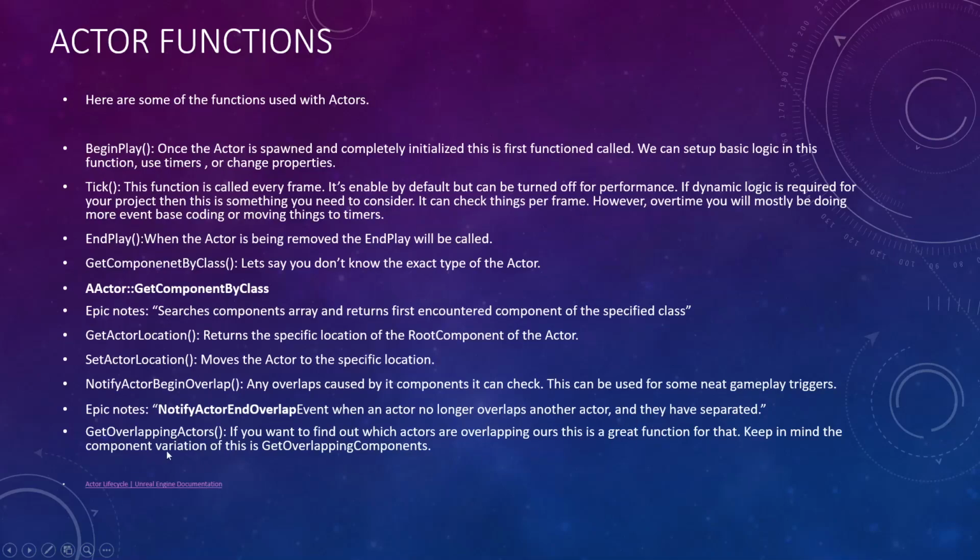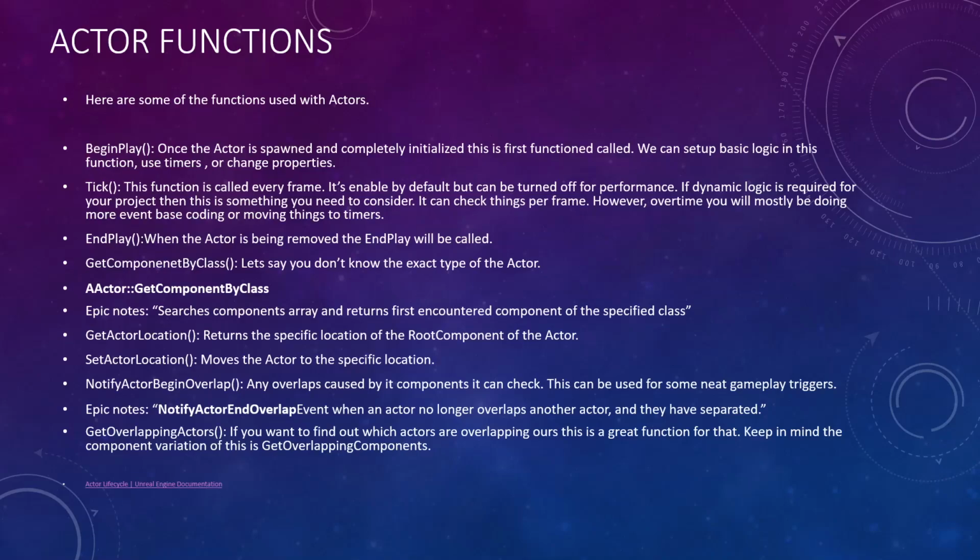So let's say you want to create some kind of trigger for that collision, for that pickup item that I saw. Well, you can use these functions: notify actor begin overlap and notify actor end overlap. Then you can say, when they pick it up, this is what happens, and when they leave that collision box, this is what happens.